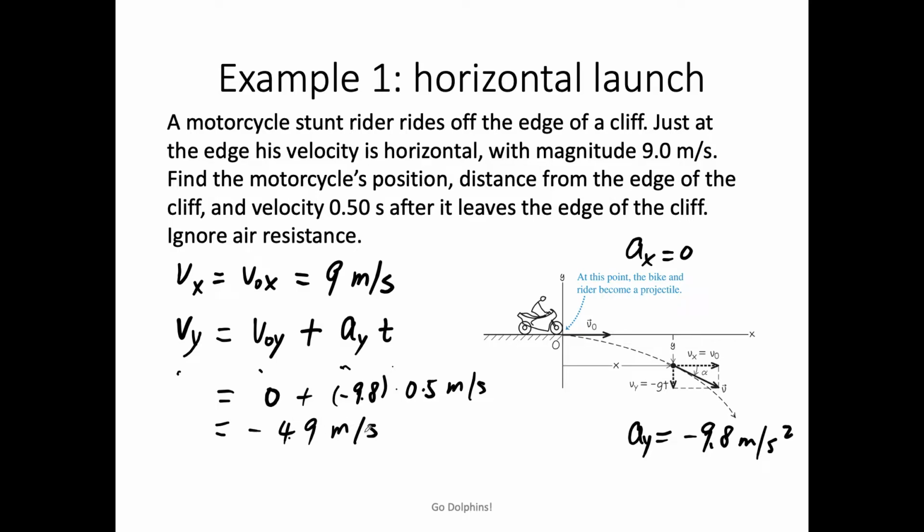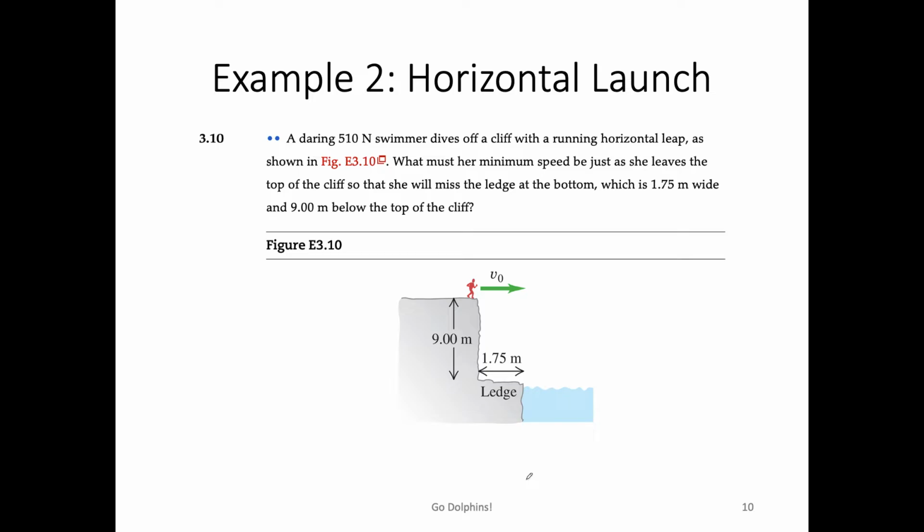So I found the velocity in the x direction and the velocity in the y direction. And if you want to find the speed, then trigonometry again. It's 10.25 meters per second. Okay, so let's try another example.